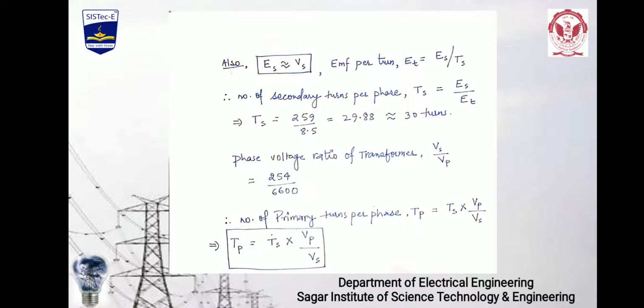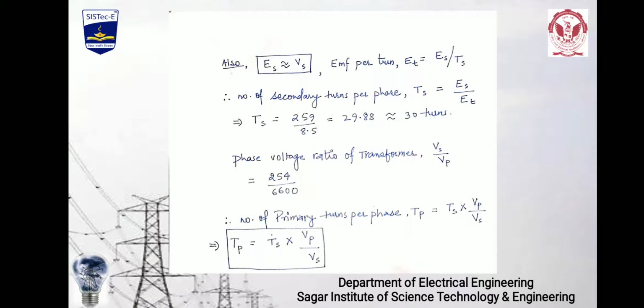EMF per turn Et is equal to Es upon Ts. Therefore, the number of secondary turns per phase Ts is equal to Es upon Et. That implies Ts is equal to 254 by 8.5, which is coming to be 29.88. The turns should be integral, so it is equivalent to 30 turns.